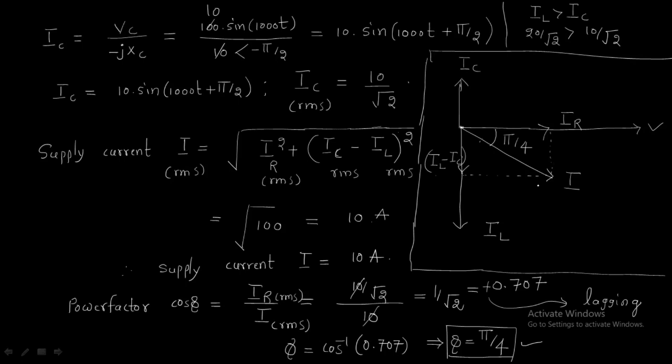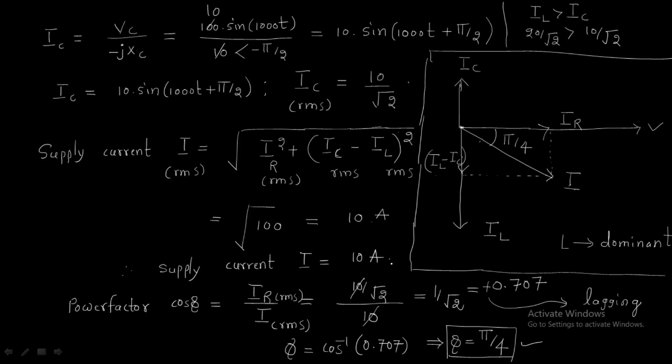Why inductive nature? Here inductance is dominant, because XL value is more than the XC value. If the IC value is more than IL, then capacitive is dominant. The final current is this value, the RMS value of 10 amps, and the power factor angle is pi by 4. If you do cos of pi by 4, this is the value.